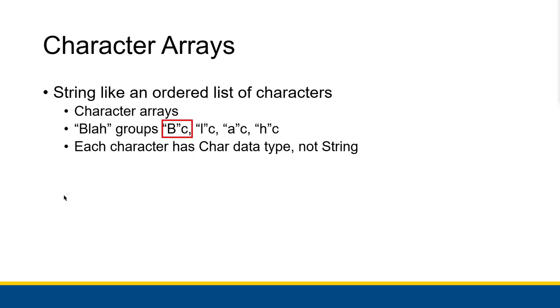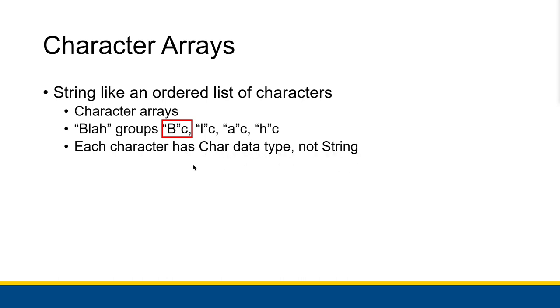Now note that I put this little C next to the quotation B quotation. That C is actually a literal type character, sort of like the uppercase D that we have for decimal. When you write a single character as a string in Visual Basic, but then you type the letter C next to it, that actually tells Visual Basic that you're talking about the char data type, not a string.